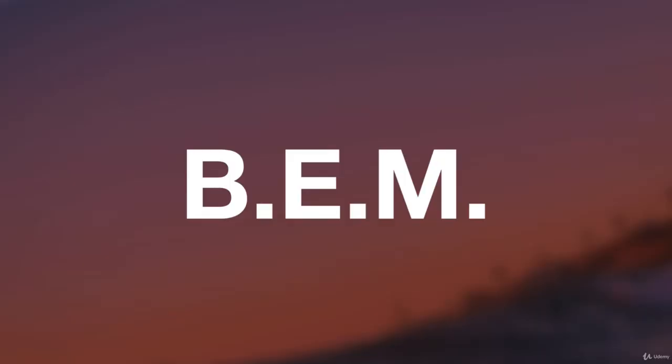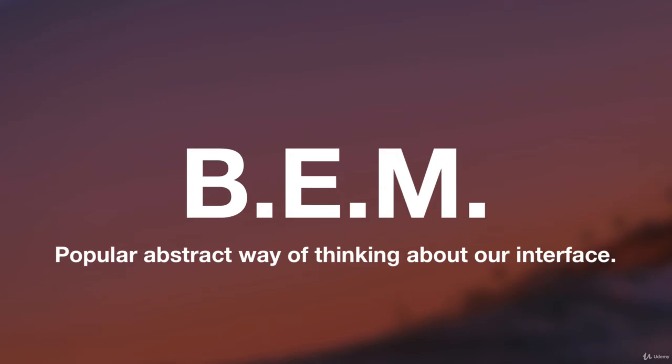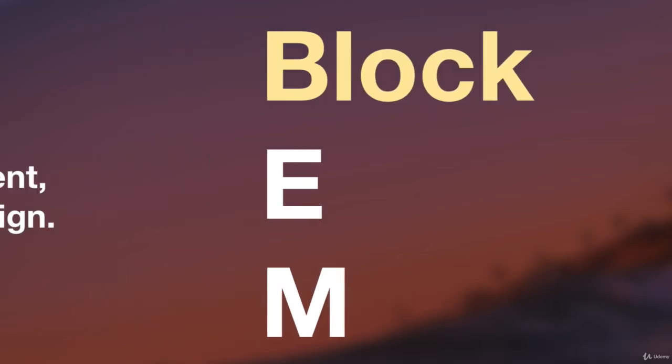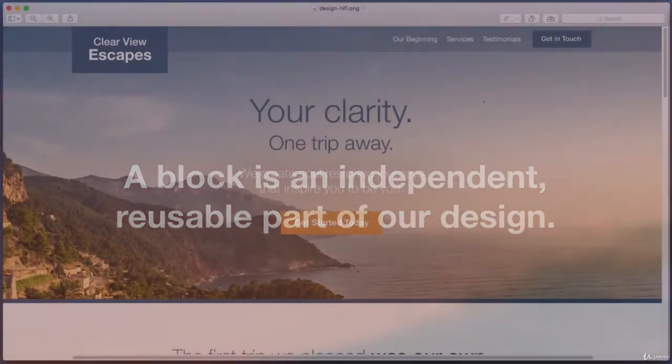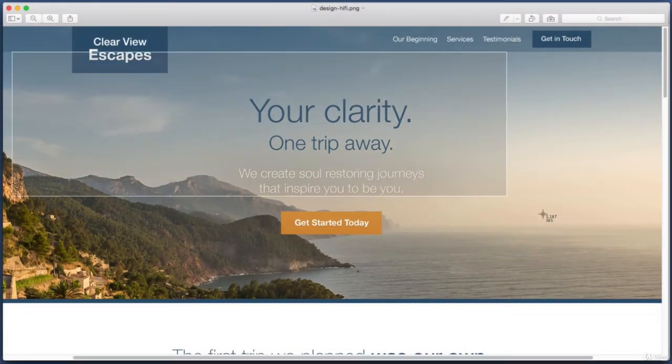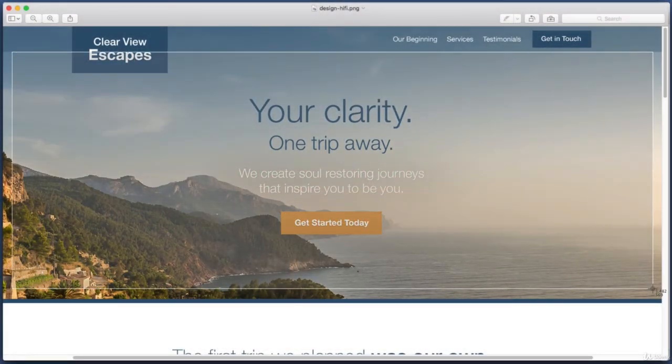So first of all, BEM is an abstract way of thinking about our design or interface. This philosophy or way of thinking can be broken up into 3 concepts. The first is the B in BEM, which stands for block. A block is an independent, reusable part of our design. So for an example, let's look at the design file that the designer sent to us. This large hero section that we've been working on is a block.